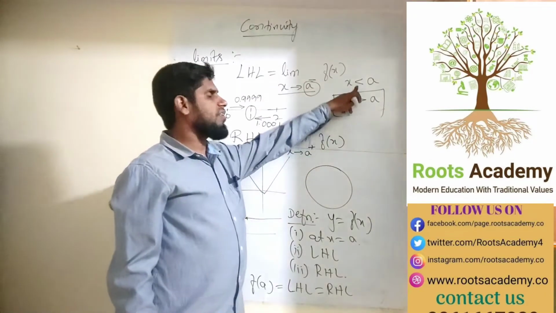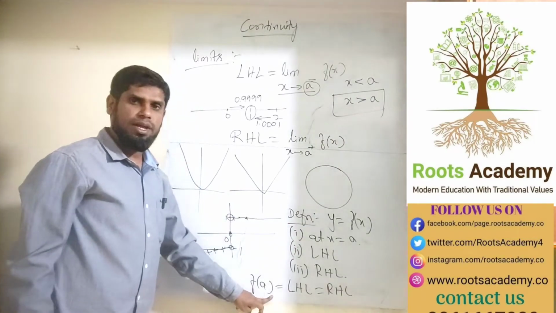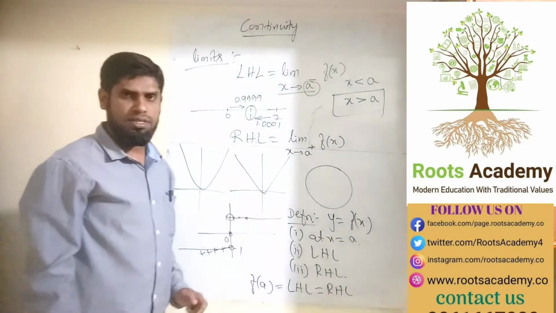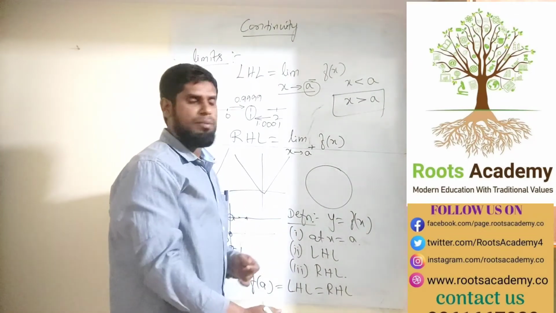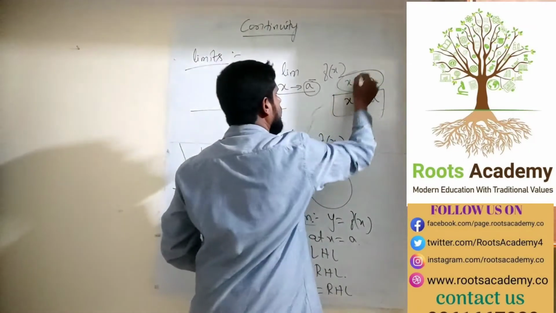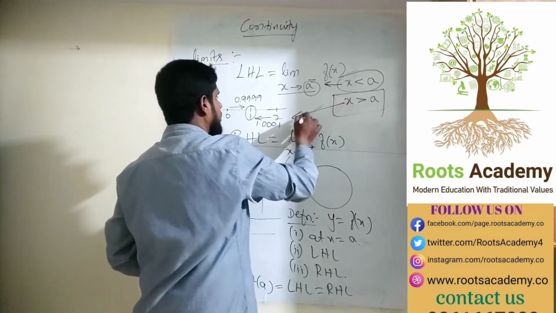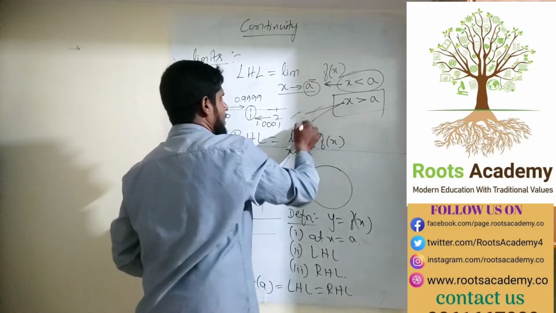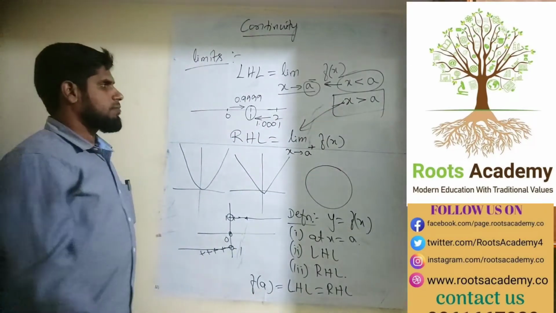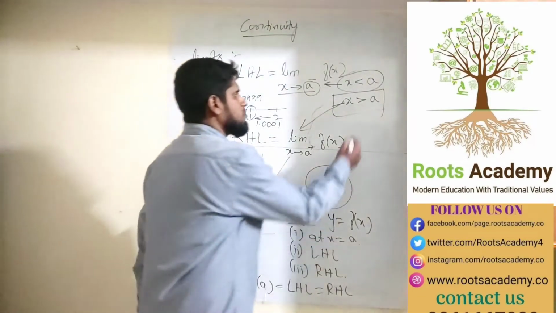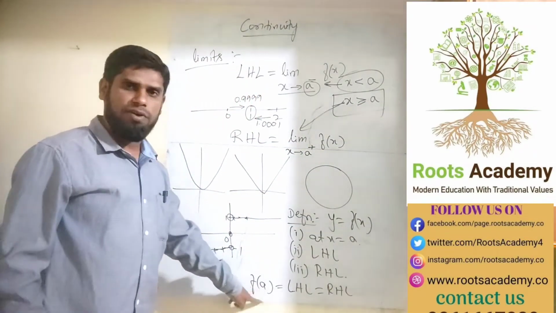For those two different functions, if the values are equal to f of a, then we will declare that it is continuous. Otherwise, it is not continuous. So students, for the left hand limit function, we will check this condition, and for the right hand limit, we will check this condition. If anywhere equals comes, then that is considered as equal to f of a.